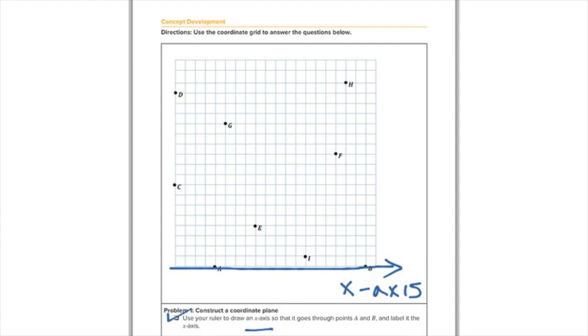Great. Now, B. Use your ruler, draw the y-axis, goes through points C and D. Okay. Oop, that almost did. There we go. And label it y-axis. Great.